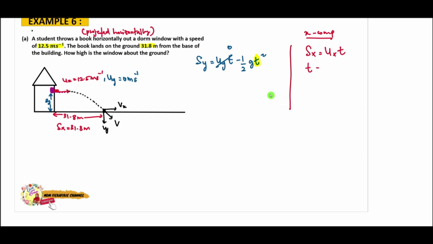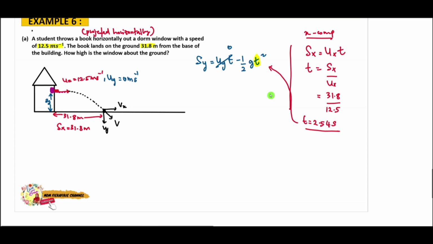Okay, therefore T is equal to Sx over Ux. So let's substitute all the values. Sx dia dah bagi. Okay, sorry, itu adalah Ux kan? Jangan terbalik okay, 31.8. Ux is 12.5. Okay, so 31.8 divide 12.5, so T you akan dapat 2.54 second. So sekarang kita dah ada time, kita boleh substitute kat sini.